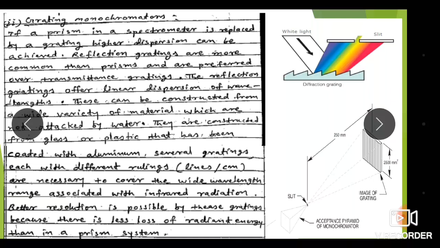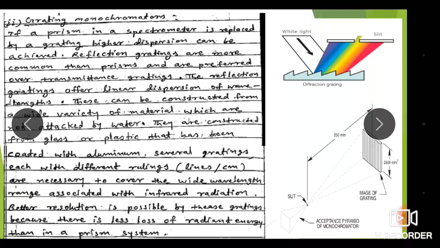So the material is glass or plastic that has been coated with aluminum. Several gratings, each with different ruling lines, that is lines per centimeter, are necessary to cover the wide wavelength range associated with infrared radiation. Better resolution is possible with this grating because there is less loss of radiant energy than in a prism system.